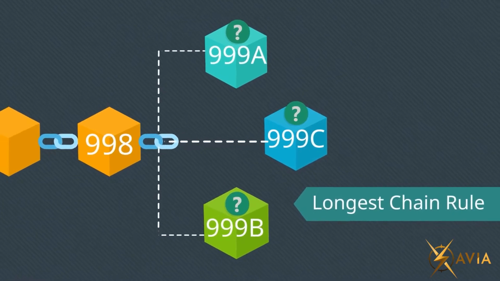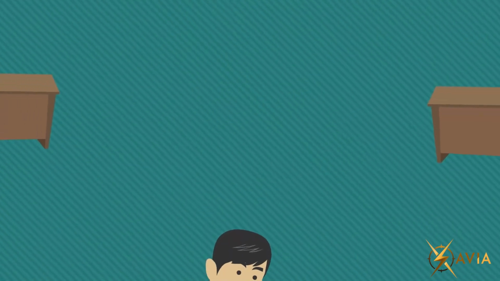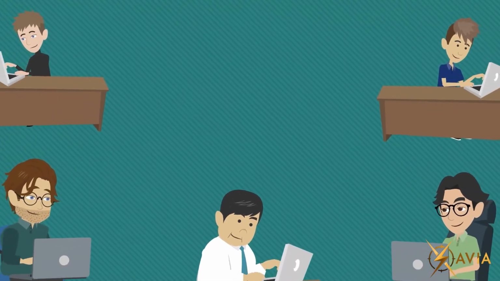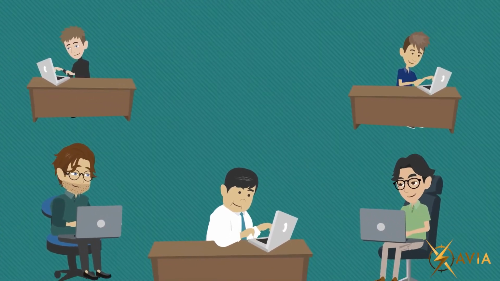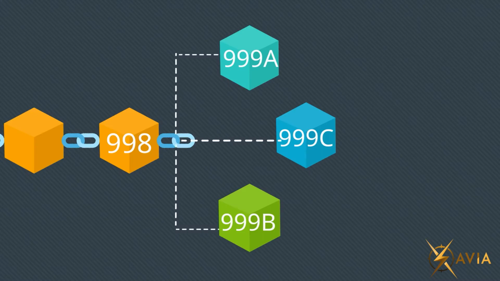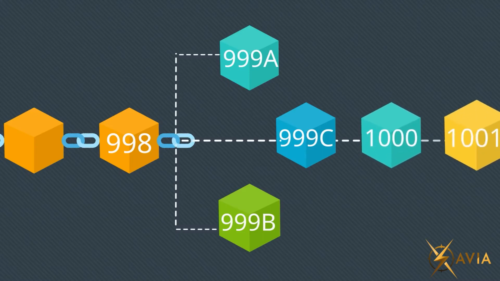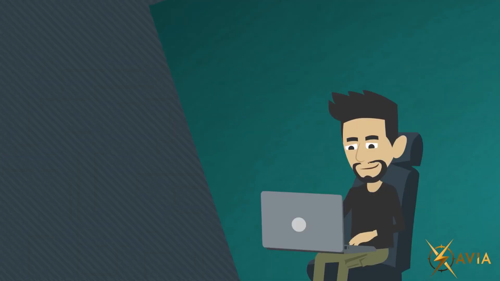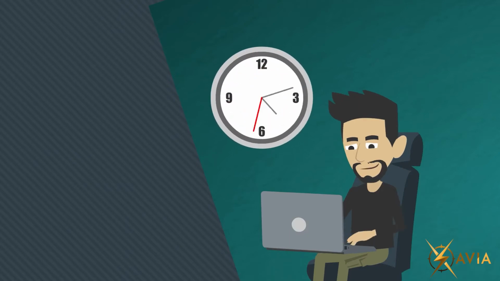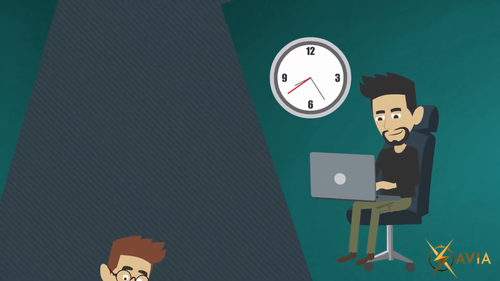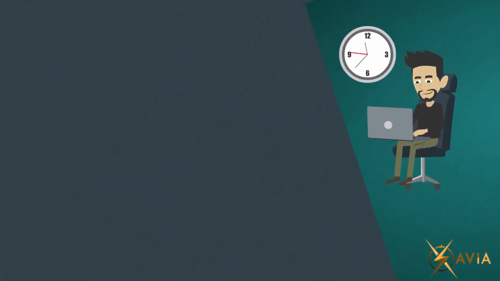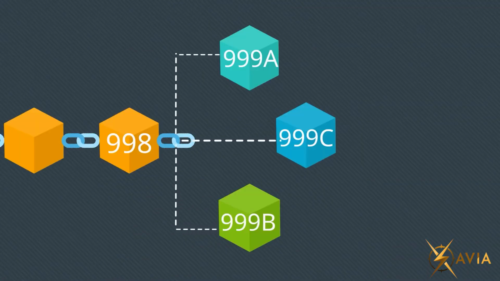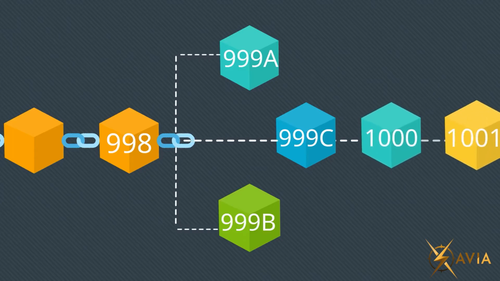Let's understand what is the longest chain rule. Now, there are other miners who are trying to create other valid blocks, and based upon the speed by which a block is created, other miners will keep on adding their blocks on the top of the earlier blocks. Here, in this case, miner C had a better processor which was able to create a block faster than miner A and B, and hence new blocks were created on the top of block 999C.